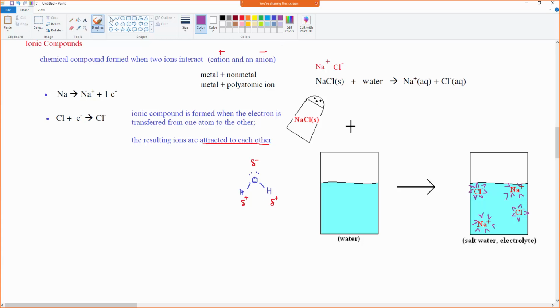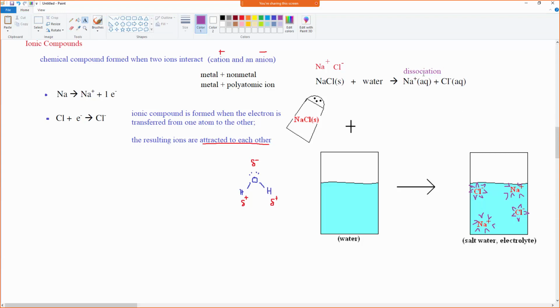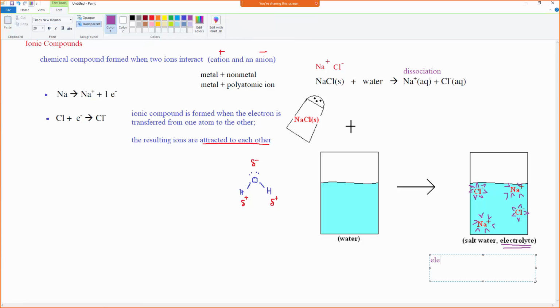You do need to know that this process is called dissociation. They dissociate in water. They disassociate from one another. They're no longer associated together. And you do need to know that when you put an ionic compound in water and it dissociates to make ions, it becomes what we define to be an electrolyte. An electrolyte, by definition, conducts electricity. That's why it's called an electrolyte.